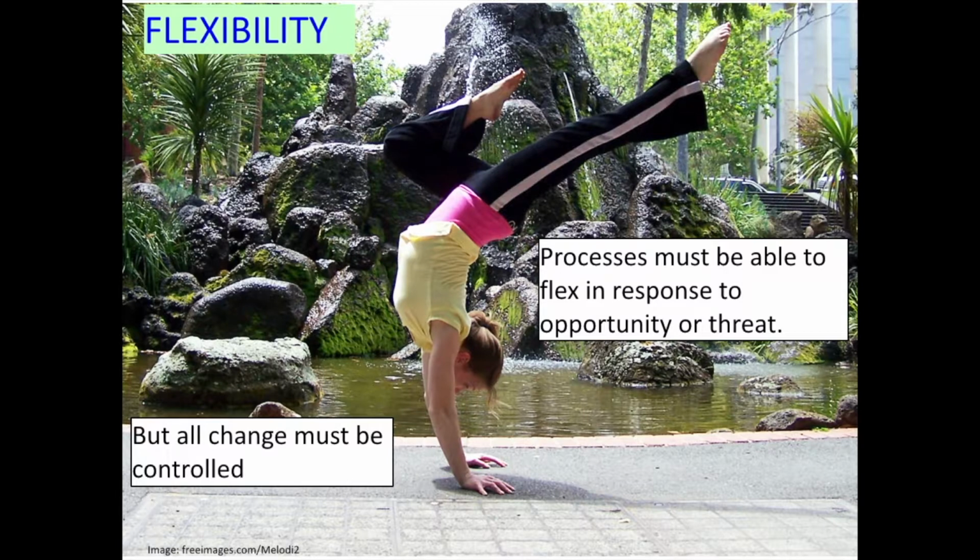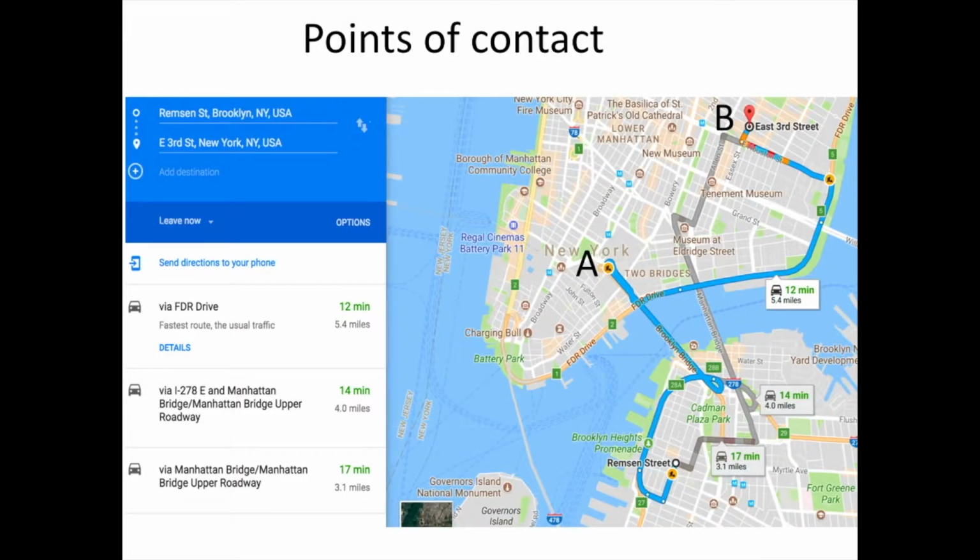And points of contact in a process. So the example here is from traveling from Brooklyn to East 3rd Street, New York. A straight line distance of about 2 miles between these points is actually a more tangled route of over 5 miles by car. There's more chance to get lost, break down, or get held up in traffic.